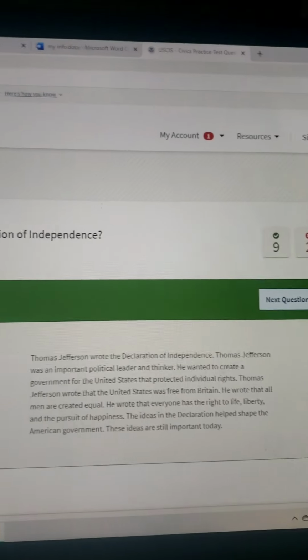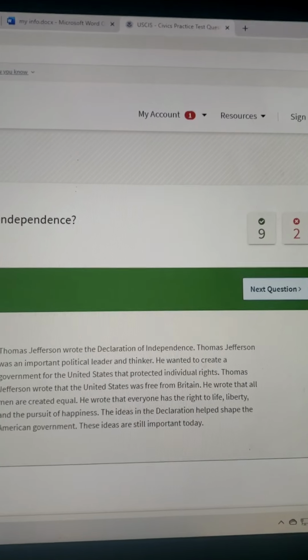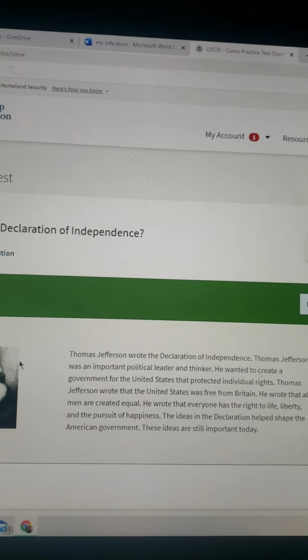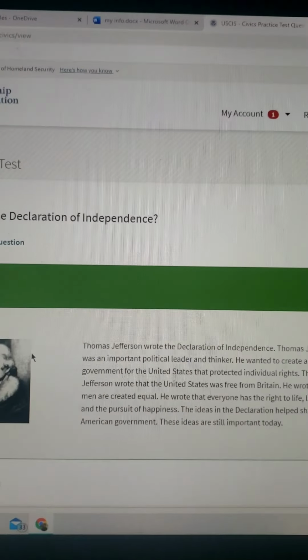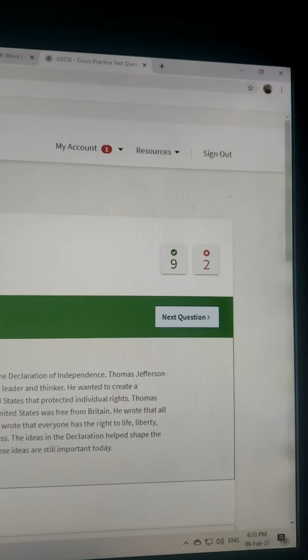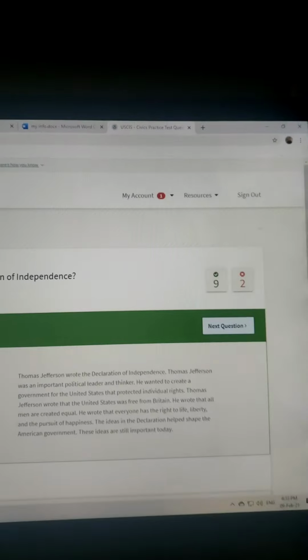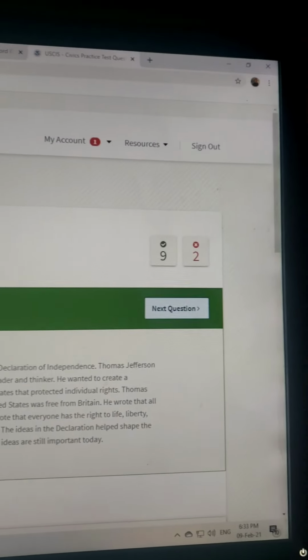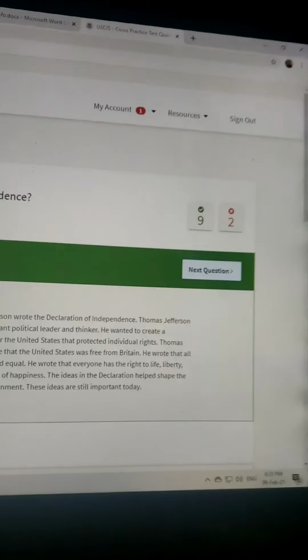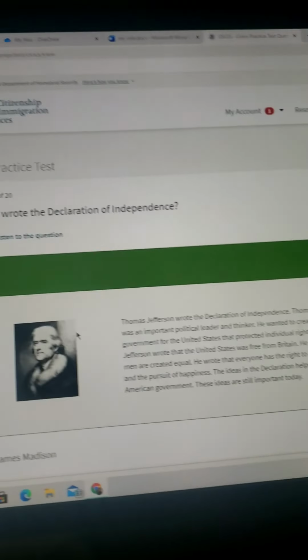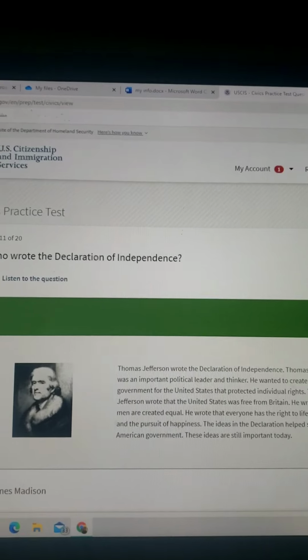Thomas Jefferson was an important political leader and thinker. He wanted to create a government for the United States that protected individual rights. Thomas Jefferson wrote that the United States was free from Britain. He wrote that all men are created equal. He wrote that everyone has the right to life, liberty, and the pursuit of happiness. The ideas in the Declaration helped shape the American government. These ideas are still important today.